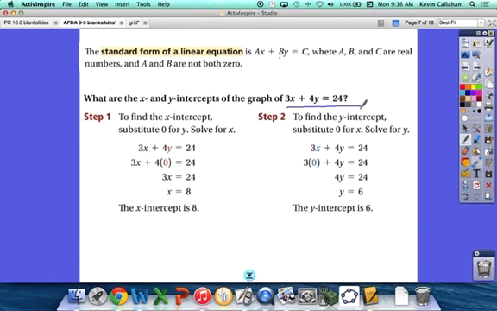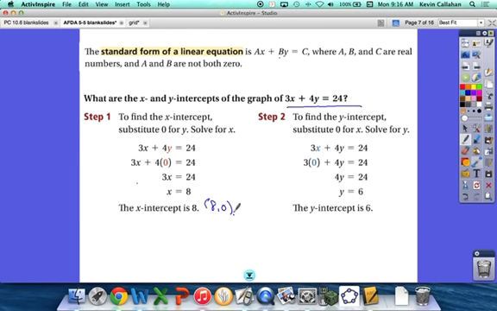In order to get the x-intercept, you substitute y equals 0 and solve for x. When you put in a 0 in place of the y, what happens to that whole term, 4 times y? 4 times 0 is 0, so it drops out, and all that's left is 3x equals 24. If 3x equals 24, then x equals 8. There's one point, the x-intercept: the point 8, 0.